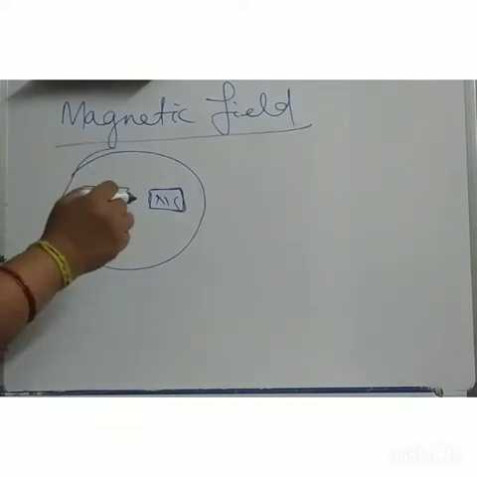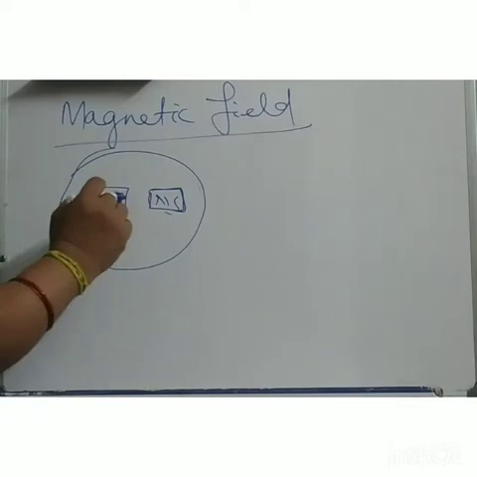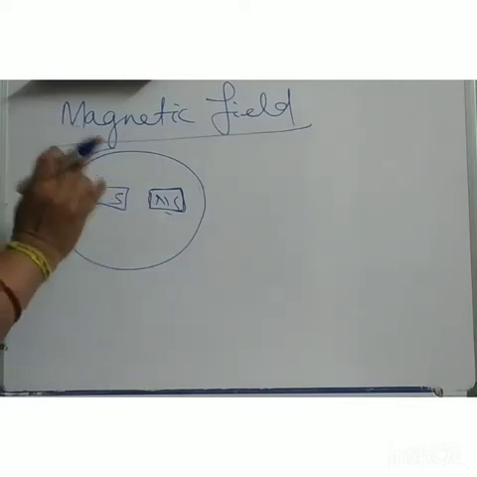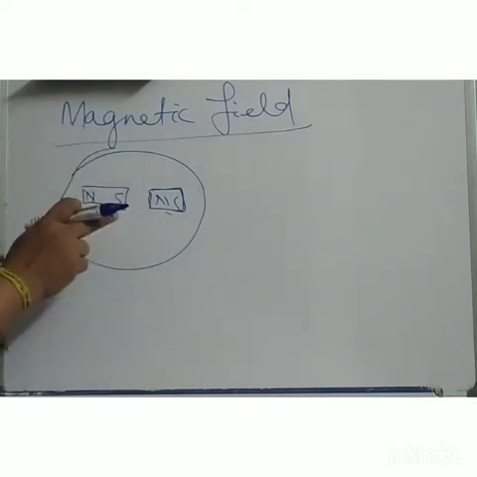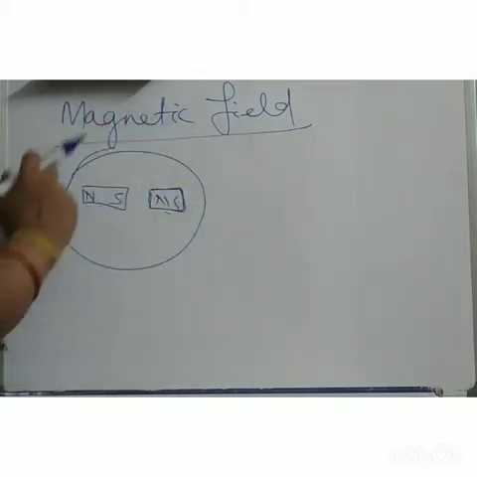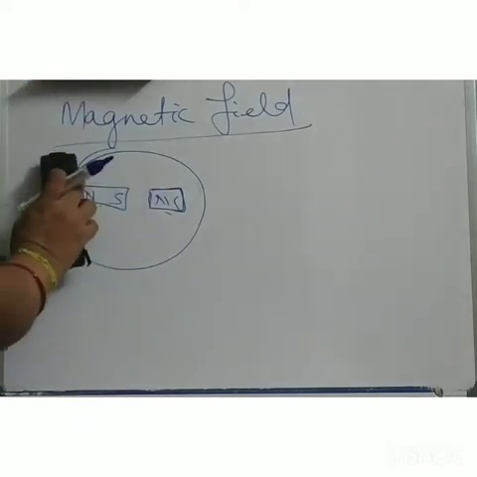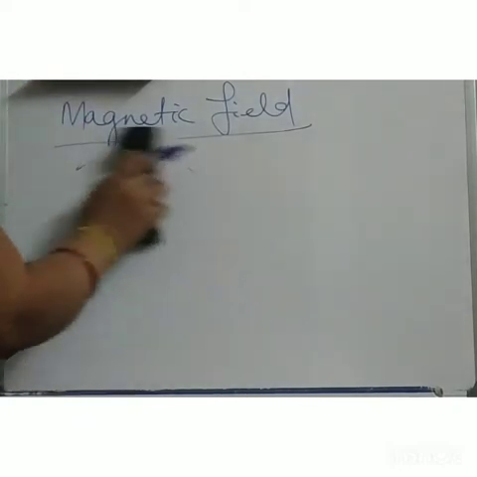So magnetic field is the area around a magnet. When you bring another magnet, this magnet will experience a force. That area surrounding the magnet is your magnetic field. Now we will try to visualize what this magnetic field is.